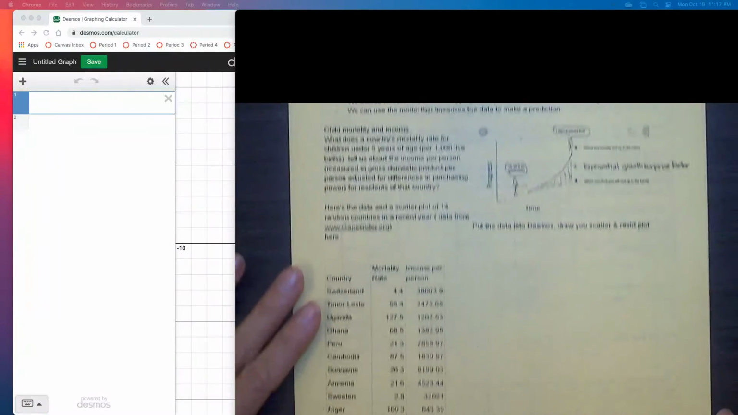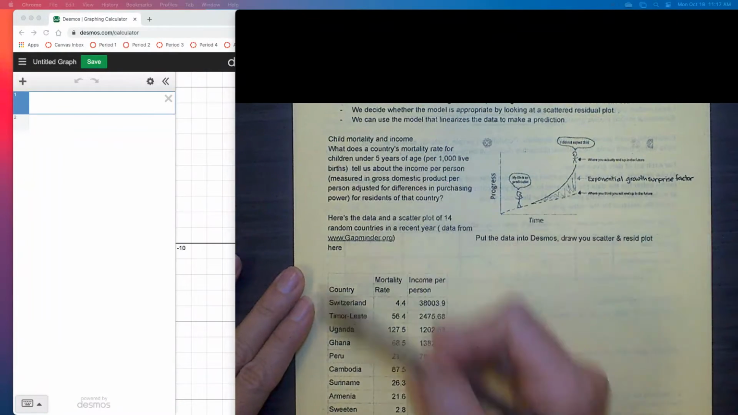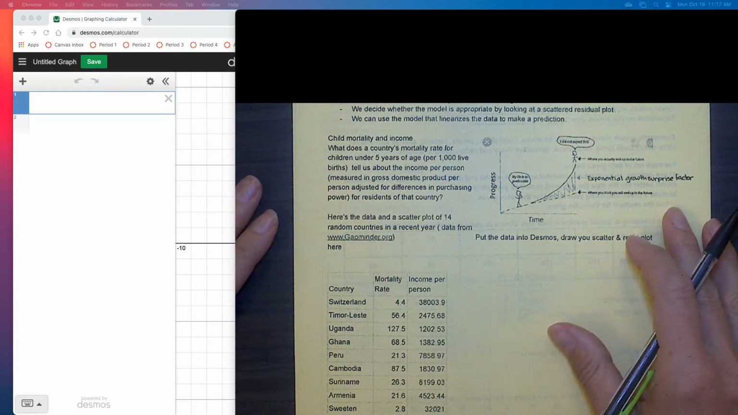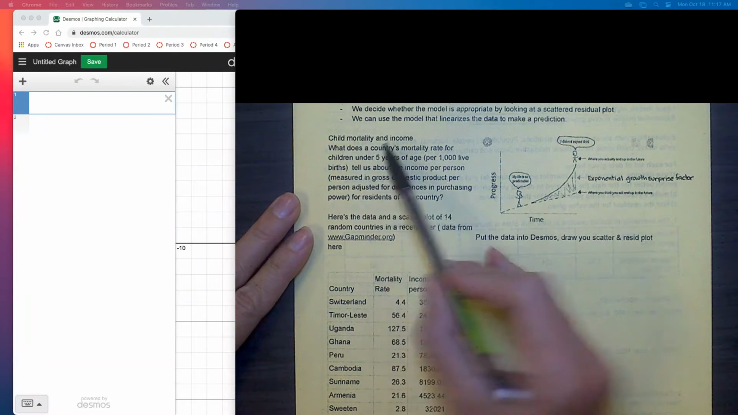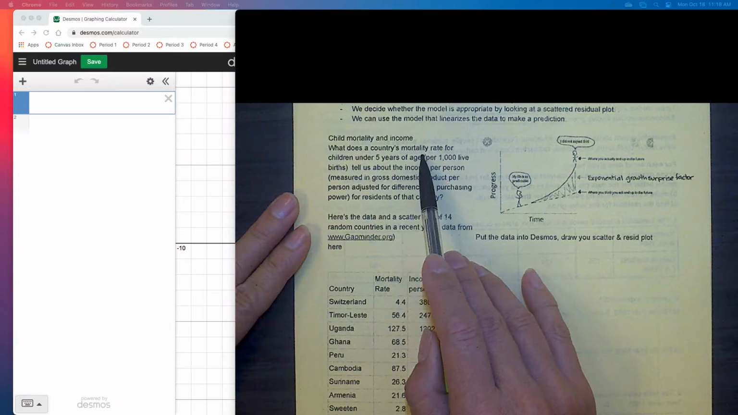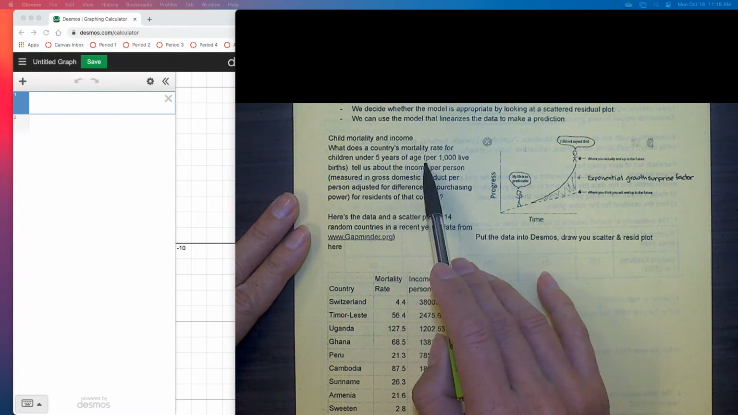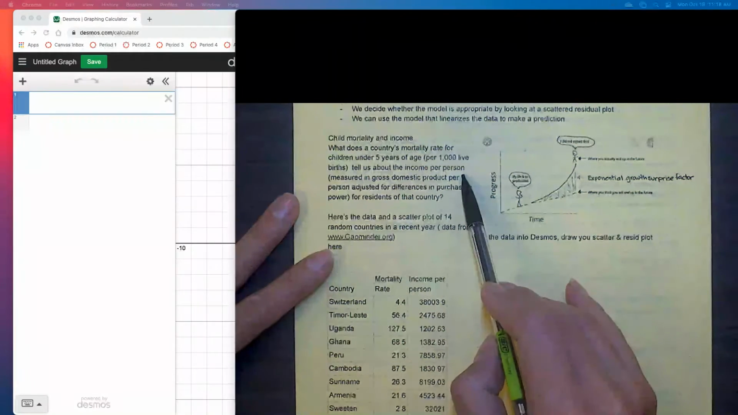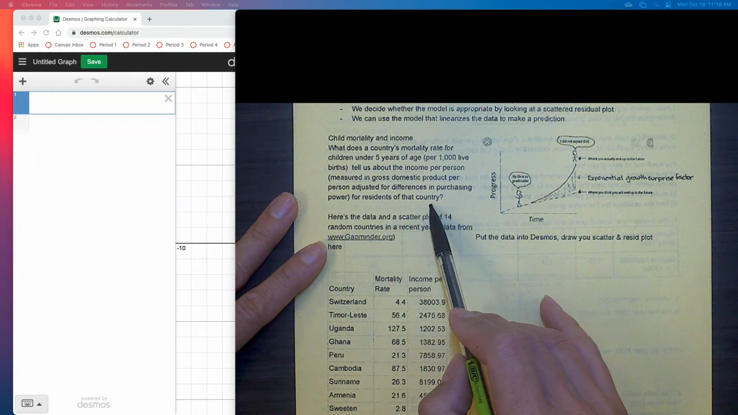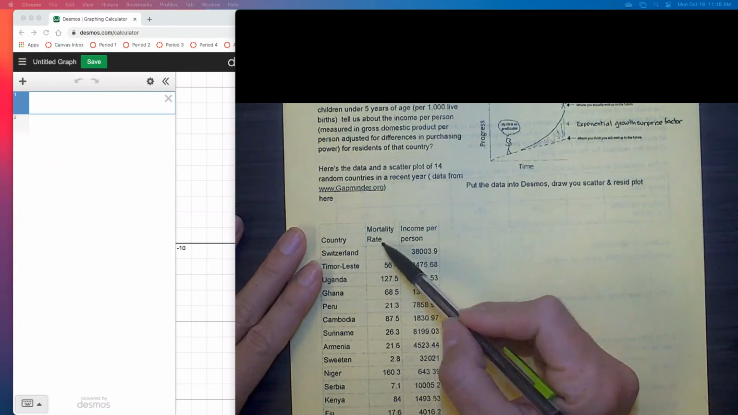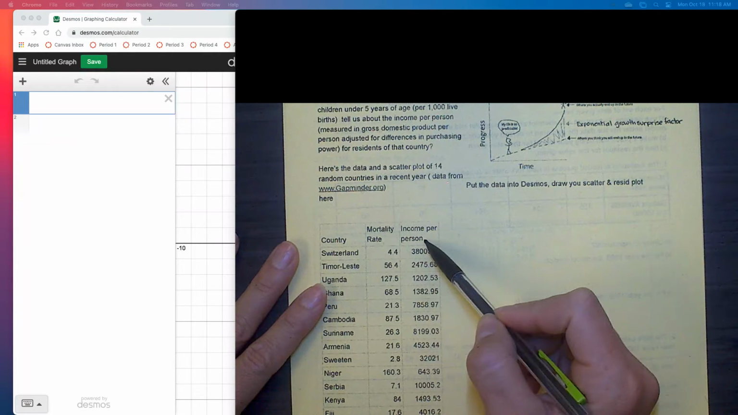The first thing we're going to do is take a look at this example problem. We're going to work through it together, okay? So it's talking about child mortality rate and income. It says child mortality and income. What does a country's mortality rate for children under 5 years of age tell us about income per person for residents of that country? Okay, so we're looking at what this mortality rate tells us about the income.